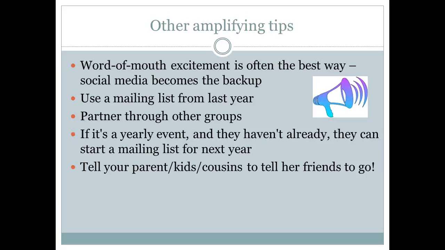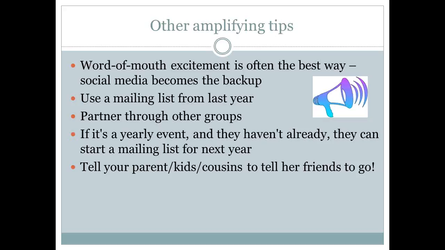If it's a yearly event and you don't have it already, you can start a mailing list. As long as you get consent from people to reach out to them, they will be more than happy to stay on your mailing list for future National Engineering Month events or potentially other outreach that you're doing throughout the year. So this can really be a great opportunity for public engagement generally.